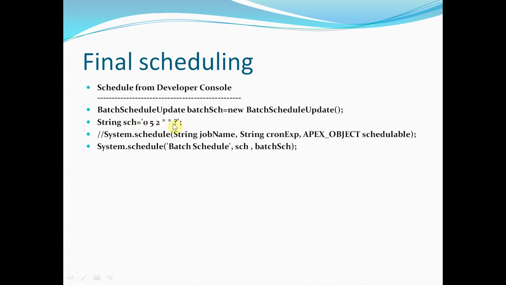Within the schedule class, you're basically instantiating the batch job class and executing the batch job. You're saying b, 200, the batch size. But now how to execute this batch schedule? You need to instantiate it in the developer console, and then you say string 052 star star. Now this is exactly like system.schedule batch schedule SCHE.